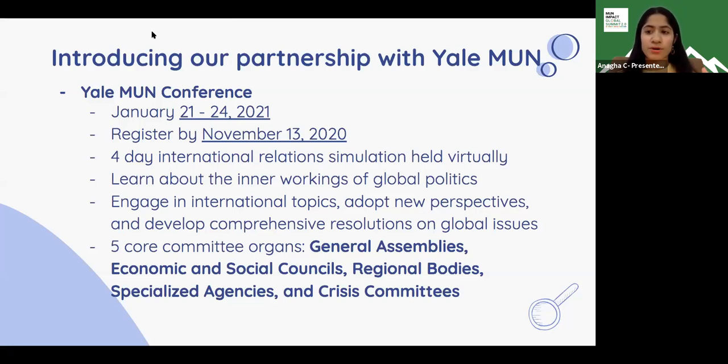As we mentioned before, the main part of WIMUN is an MUN-style conference. It's a four-day international relations simulation that's held virtually, and you can learn more about global politics, international topics, such as the environment and economics, adopt new perspectives, and develop comprehensive resolutions on global issues that you care about. The five core committee organs are the different committees that delegates will be debating in, in accordance with the United Nations. Don't worry if you don't have too much information on this yet. It's not the most important, but this is where delegates will be debating.